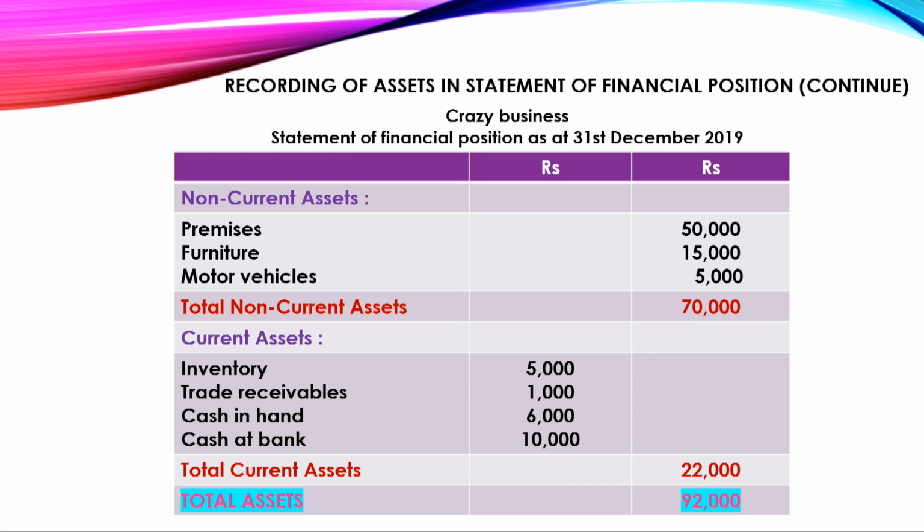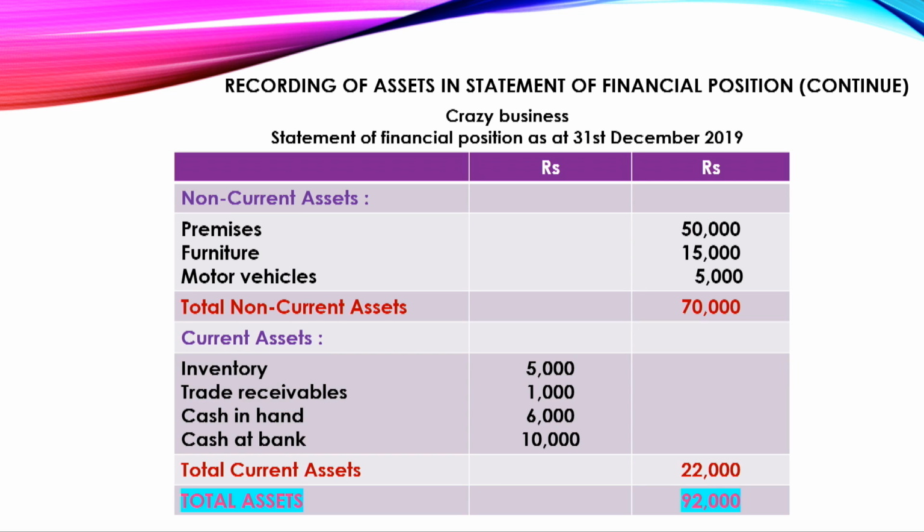After that, we have to record all current assets. The first current asset in this example is inventory of 5,000 rupees, followed by trade receivables 1,000 rupees, cash in hand 6,000 rupees, and cash at bank 10,000 rupees. Then we have to calculate the total current assets. Adding 5,000, 1,000, 6,000 and 10,000, this gives a total of 22,000 rupees.